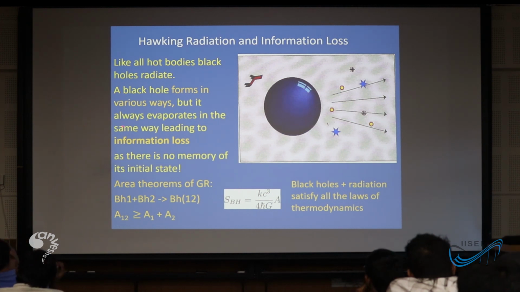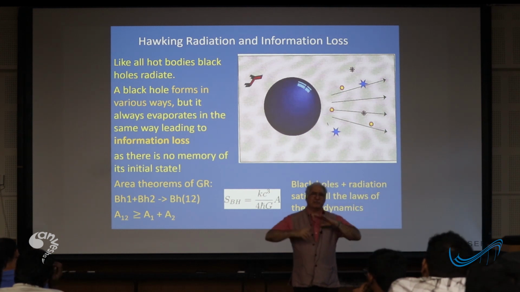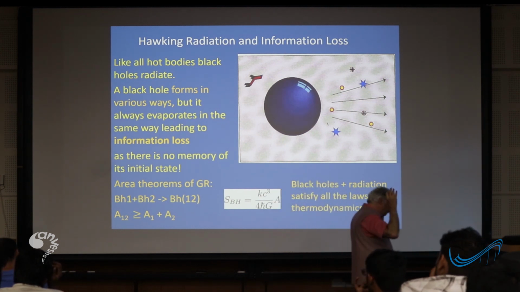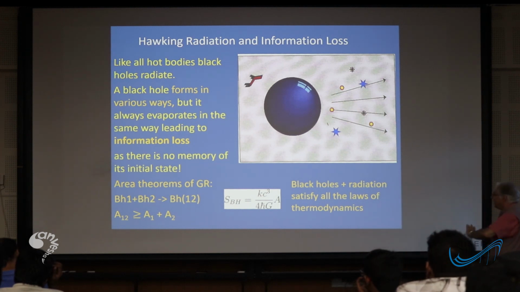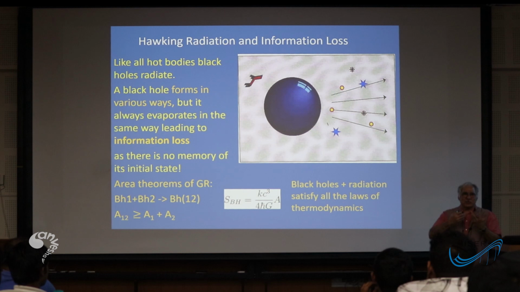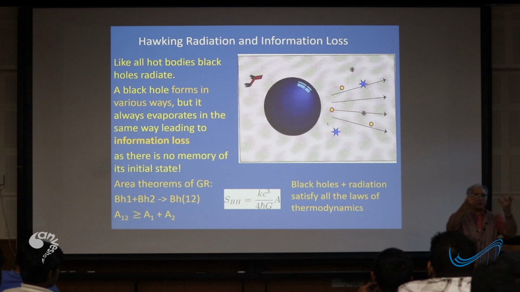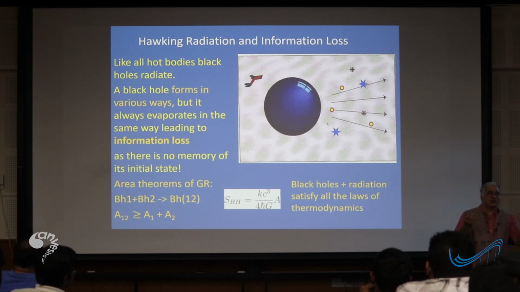Now the point is that the black hole forms. You want to form a black hole, you collide two huge clumps of matter, you do all types of things. You can make black holes by accreting. You can form black holes in many, many ways, and thank God they exist. We are sure they exist. But the evaporation, according to Hawking's theory, is always in the same way. There is no memory of the formation. However I form it, it evaporates into thermal radiation, which is featureless, and therefore there is information loss.